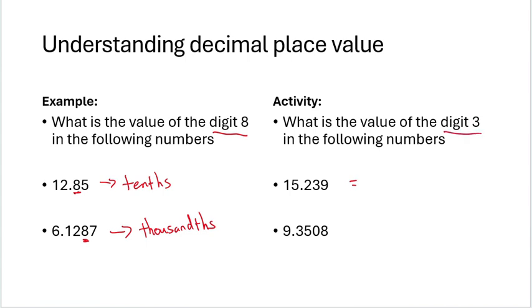For this one here, you got the digit 3. So over here, I got hundredths. And then I got tenths again.